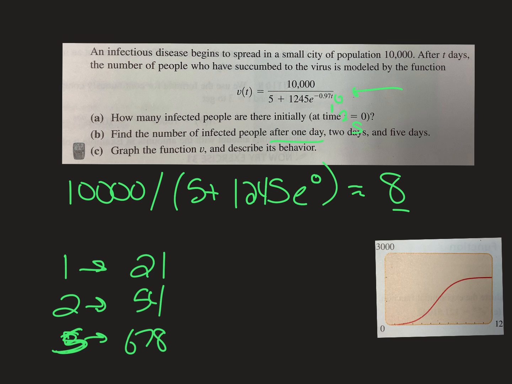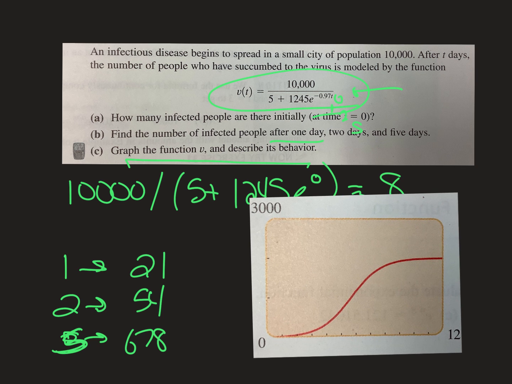Now, then it says, the bottom says graph. Now, we would graph this on the calculator, obviously. So I punched this function in on my calculator, and here's the graph that came out. And this is what happens with diseases and epidemics. They grow, then they just level out, okay? Eventually, like, everybody's going to get it, so it kind of levels out.